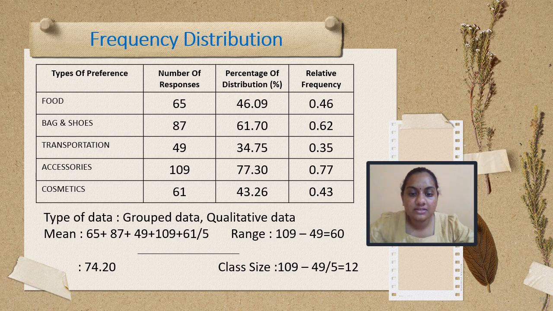and the next info we can get is range. The range is the biggest value minus the smallest value. 109 minus 49, we get 60. And for the class size, the range, we will divide by how many types of preference, which is 5, and we get 12 overall.